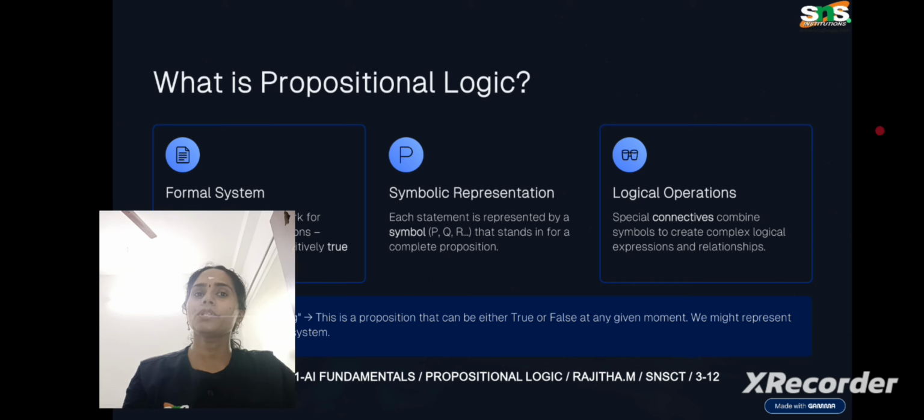And what is propositional logic? Formal system, symbolic representation, and logical operations. Propositional logic is a formal system used for reasoning with statements that can only be true or false. Each statement is represented by a symbol like P or Q. We can use logical operators such as and, or, and not to combine statements and form complex expressions. For example, "it is raining" is a proposition that can be true or false. We can represent it as P in logic.